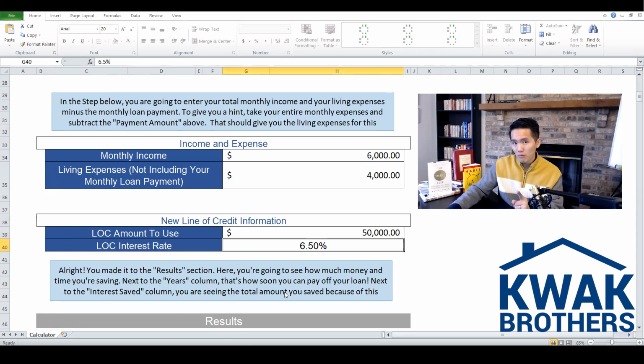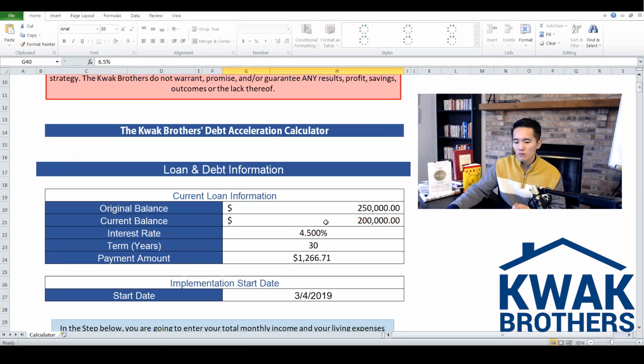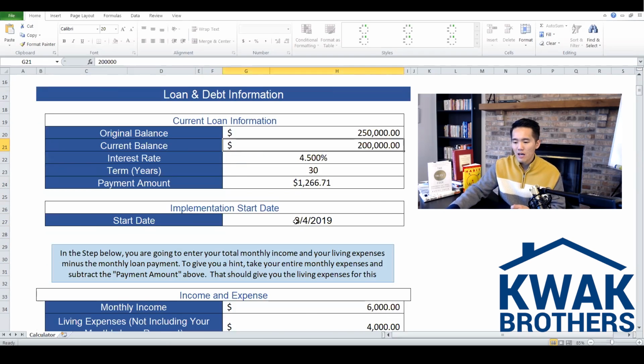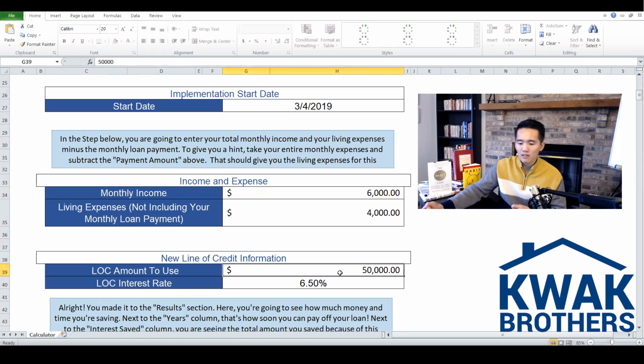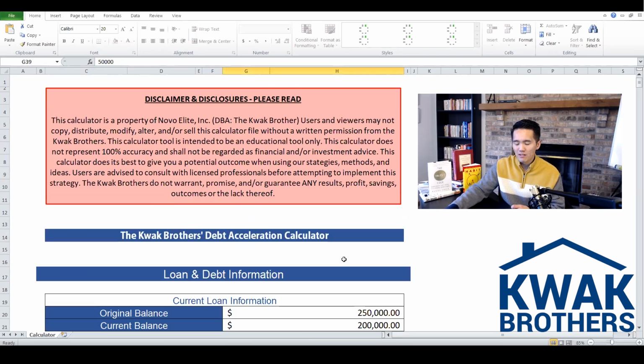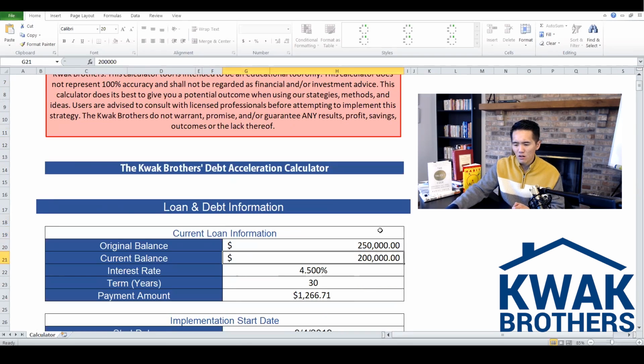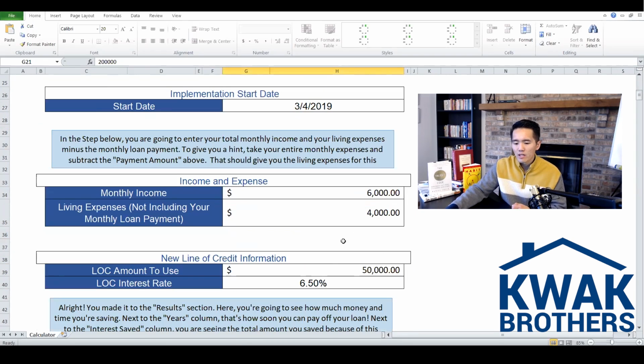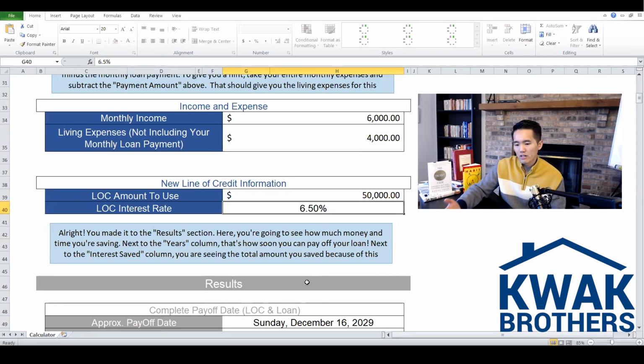Now, if you're looking to replace your entire mortgage with a first position HELOC, you can go ahead and take the current balance amount and just clone it right into the line of credit amount to use. So if you have a current balance of $200,000, let's say, go ahead and put $200,000 right there in the line of credit amount to use. Okay, and of course your line of credit interest rate.